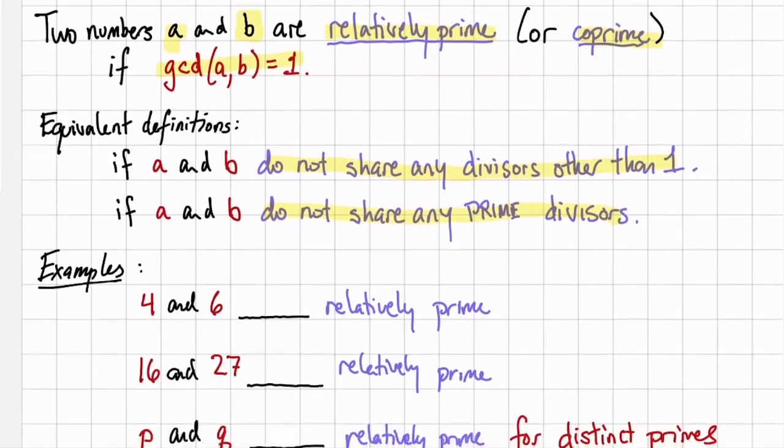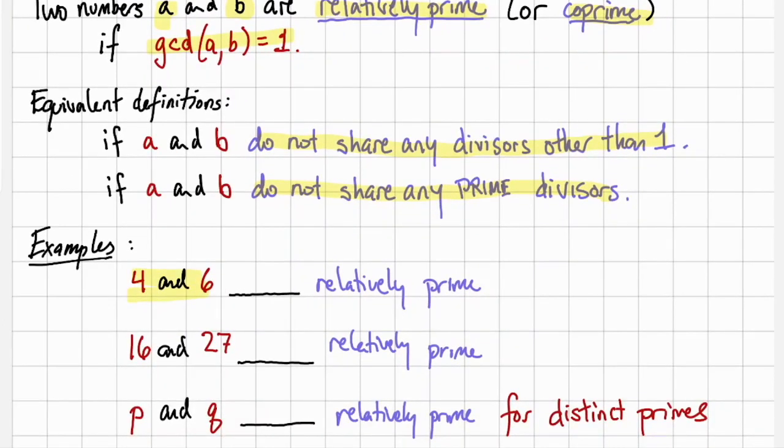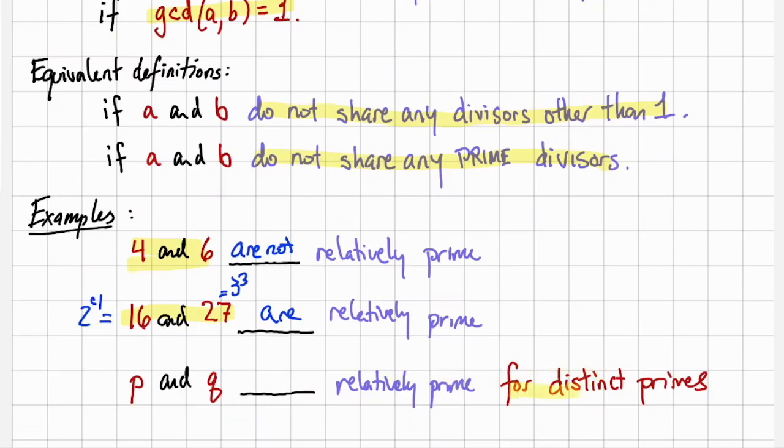Let's look at some examples. 4 and 6 both share a factor of 2, so 4 and 6 are not relatively prime. 16 and 27: 16 is a power of 2, and 27 is a power of 3, so they do not share any prime divisors, and so 16 and 27 are relatively prime. And what if we have distinct primes p and q? We know that p and q don't share any divisors other than 1, and so p and q are always relatively prime when p and q are distinct primes.